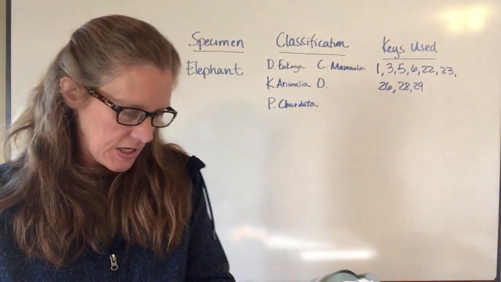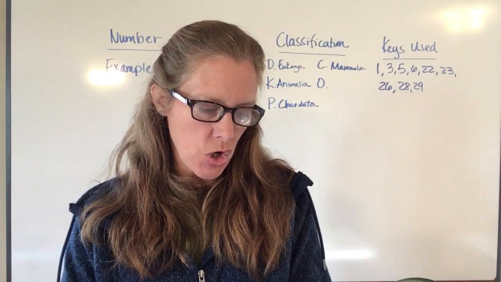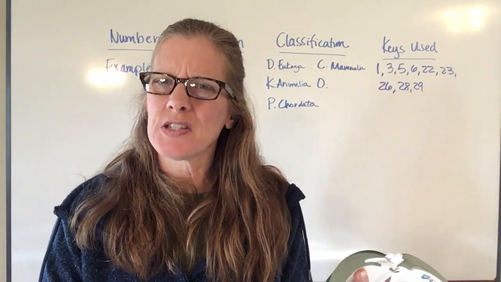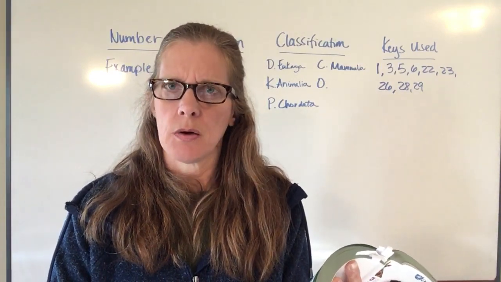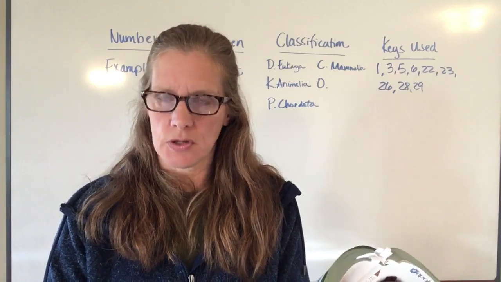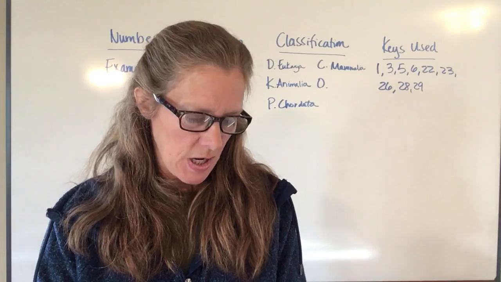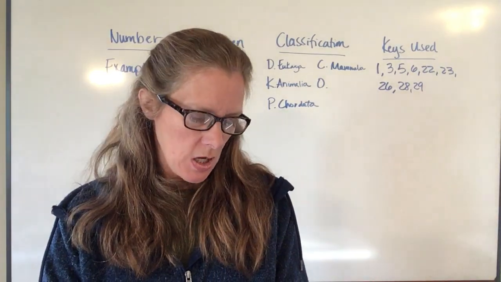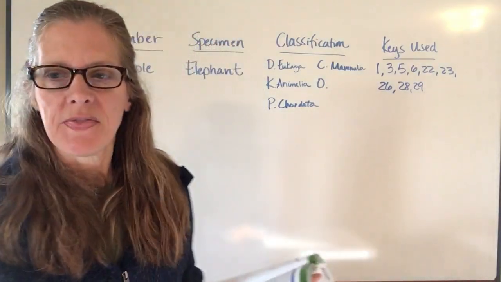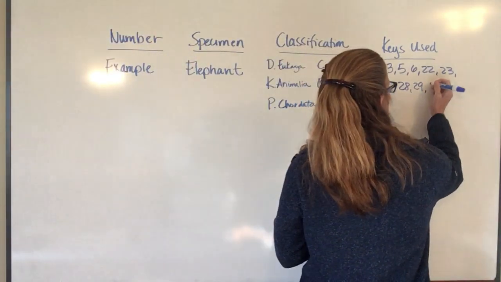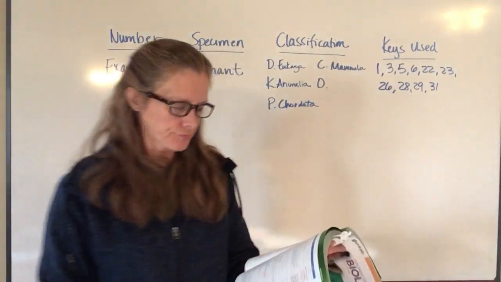When I go down to key 29, it wants to know if it has hooves. Well, what kinds of animals do have hooves? Horses have hooves, you know, they're hard. Cows have hooves. Pigs have hooves. Elephants do not have hooves. So since it lacks hooves, that is going to send us to key 31.